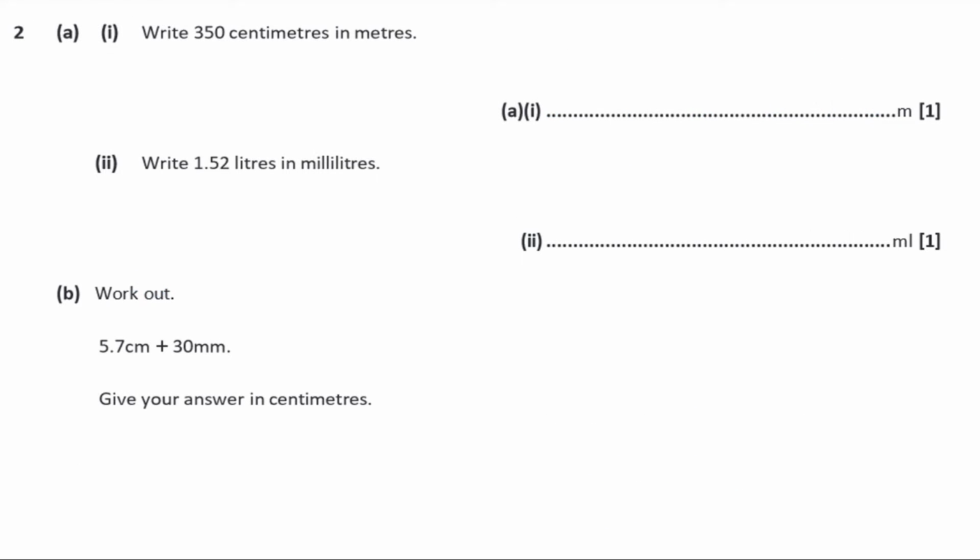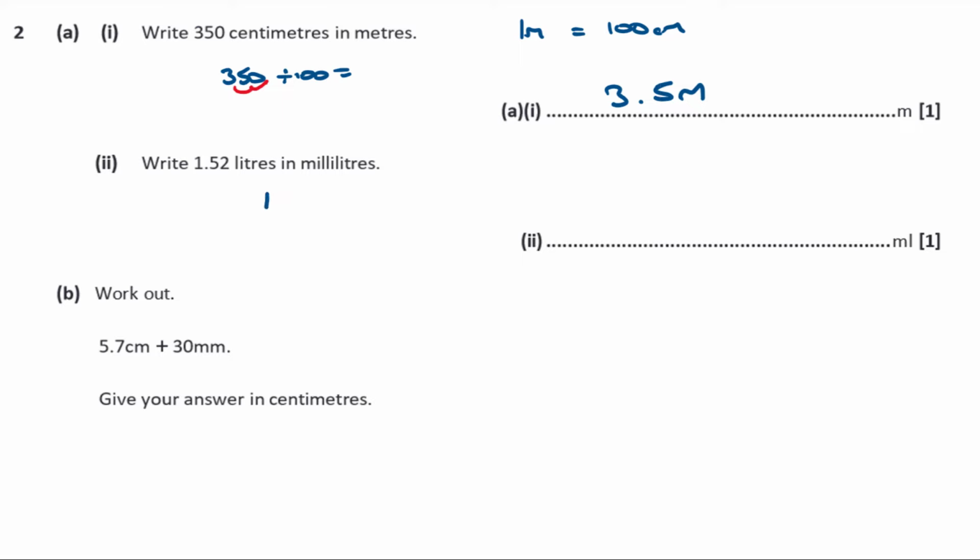Question 2, write 350 centimeters in meters. Well, 1 meter is the same thing as 100 centimeters, isn't it? Okay, so if I want to convert centimeters to meters, I need to divide by 100, don't I? So 350 divided by 100, just move the decimal point 2 jumps to the left. It's going to give me 3.5, isn't it? So that's 3.5 meters.